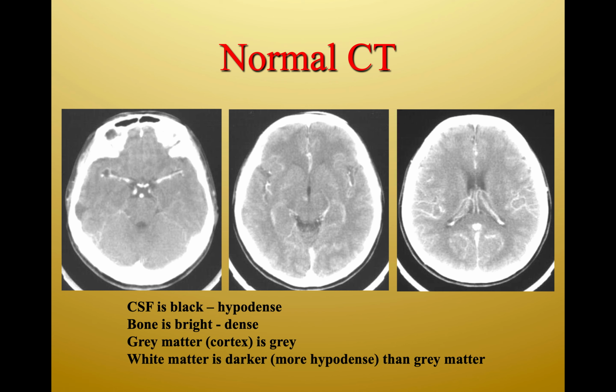Okay, but normally anything in between will be shades of gray. Okay, so the gray matter, if you see here, that's the gray matter, which is the cortex, would be slightly brighter than the white matter. Okay, but they are shades of gray compared to the so dark, so black, or so white, of the fluid and the bone respectively.